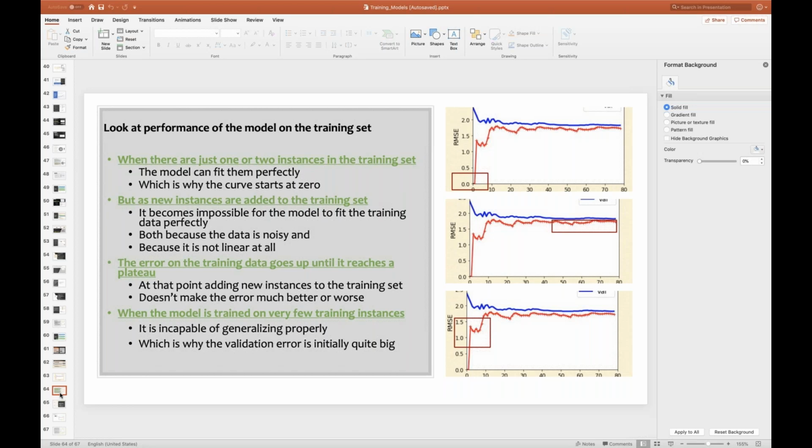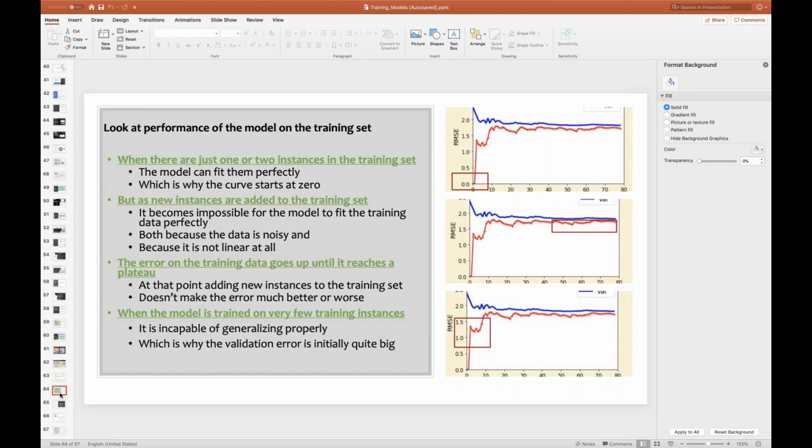Done. If we have one or two instances, it starts from 0. If you have more instances, then things may change. I'm saying things may change now. But as new instances are added to the training set, it becomes impossible for the model to fit the training data, because in both cases the data will be noisy and not linear at all.